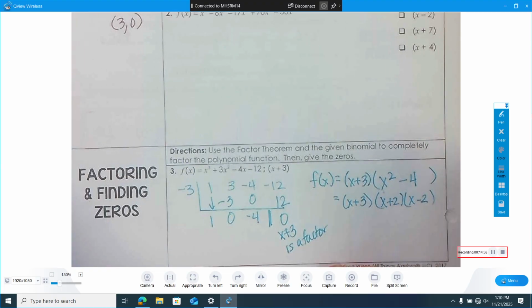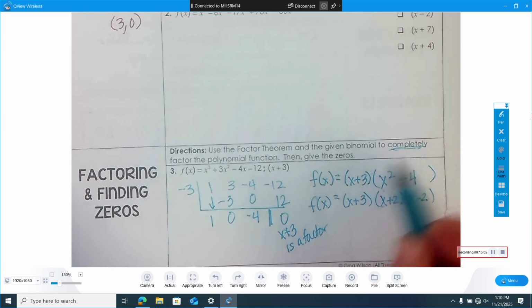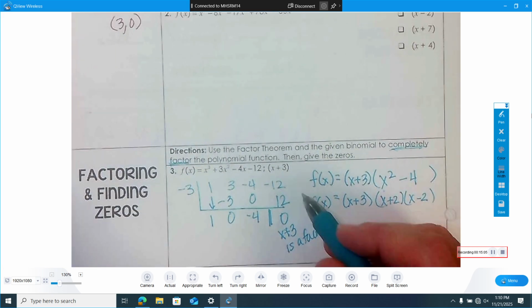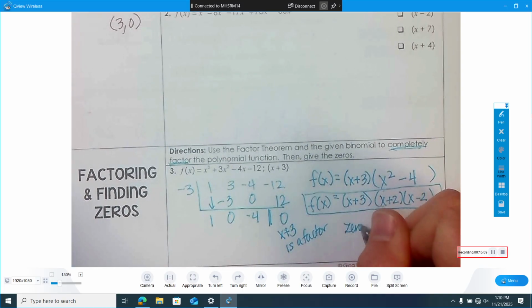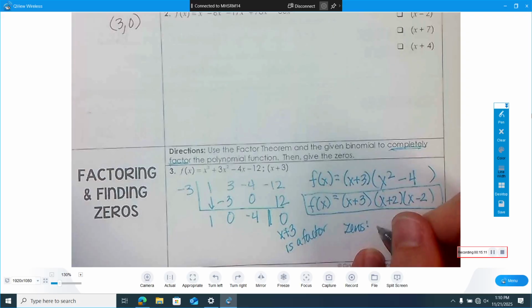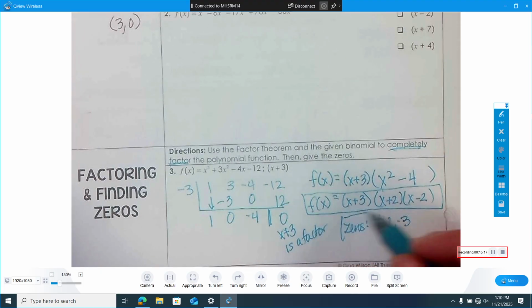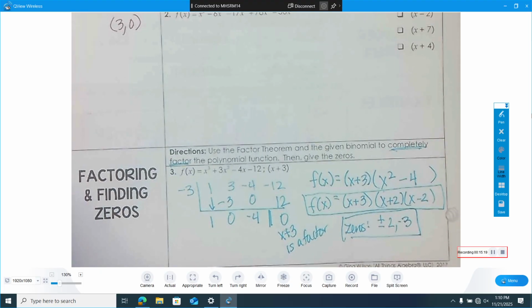So this is fully factored, completely factored. That was the goal. And what are our zeros? Plus or minus 2 and negative 3. All right. Good. Any questions on that? No? All right. This is the whole goal here, really, being able to factor.